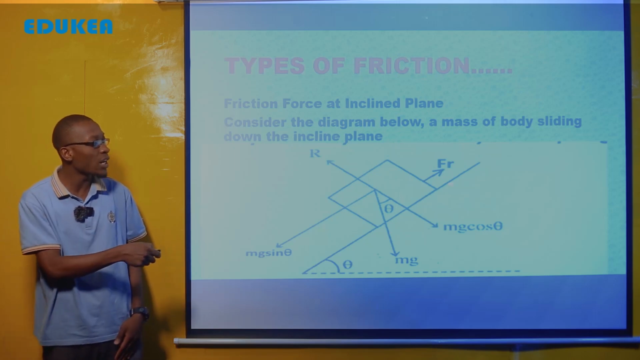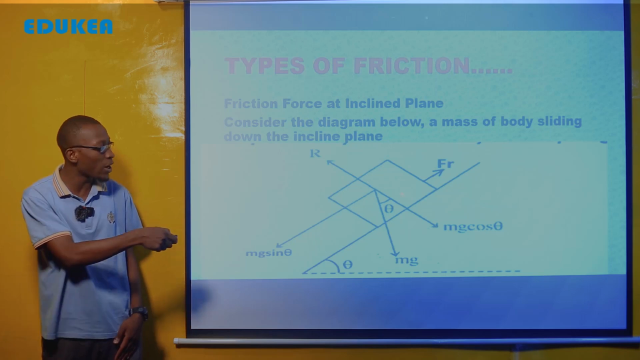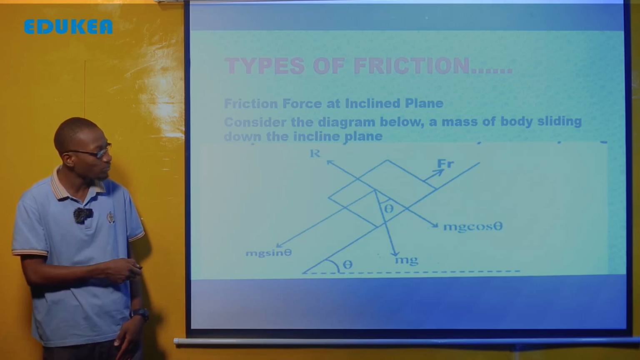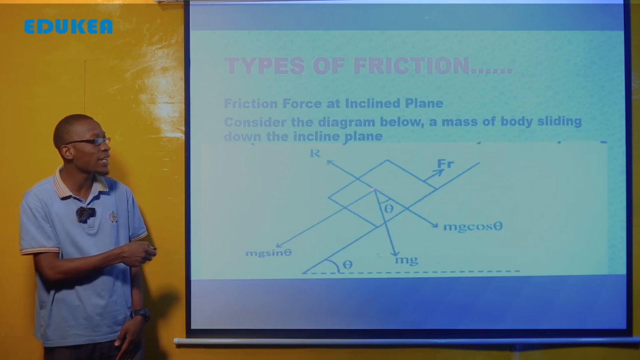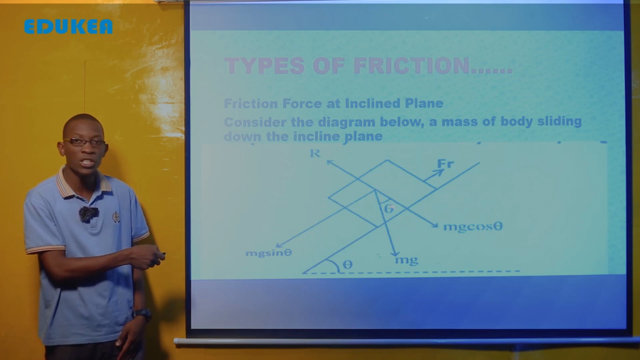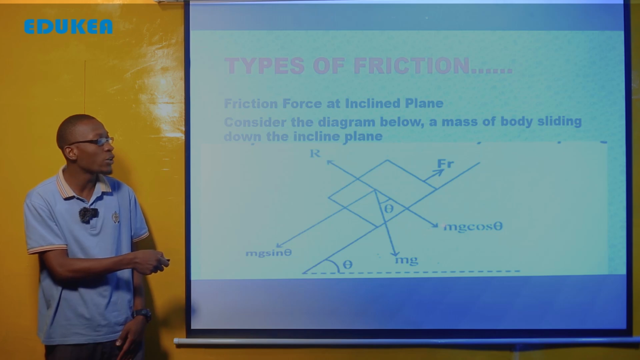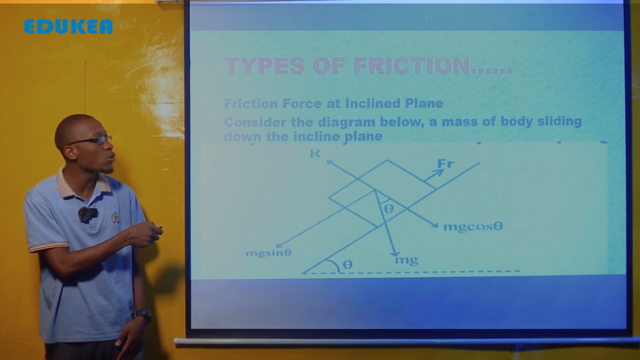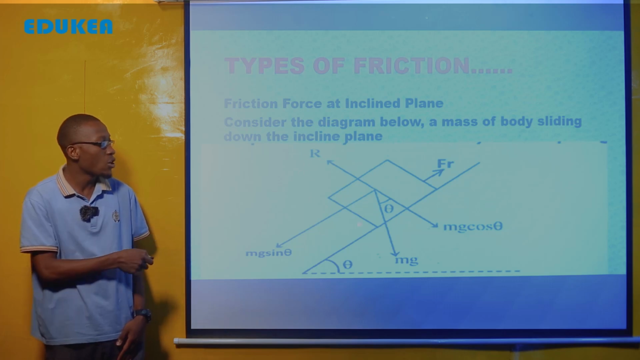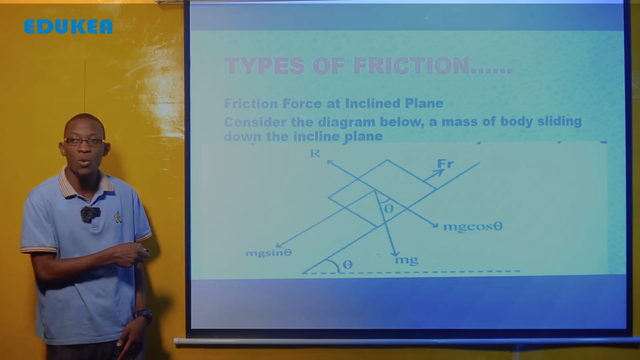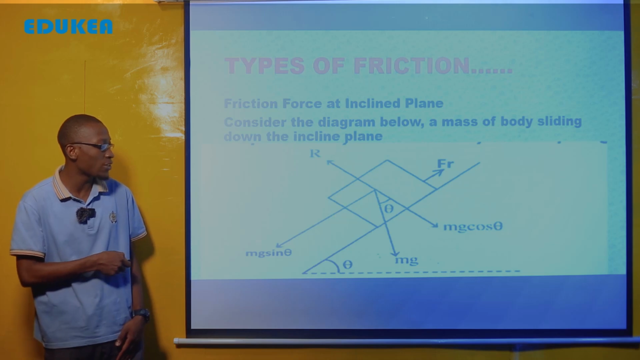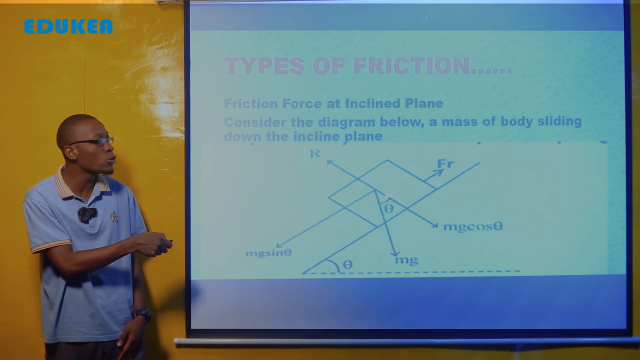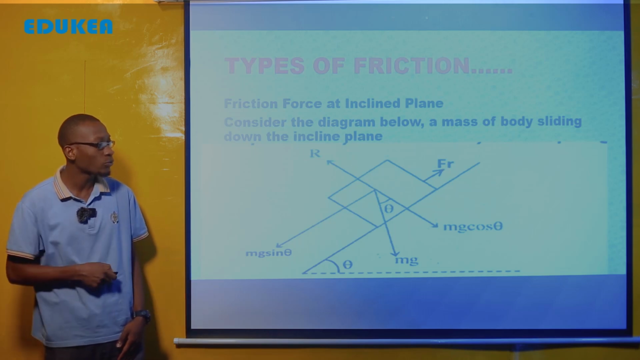So wakati hichi kitu kina move along the inclined plane kushuka chini, tunapata baadhi ya formula hapa, ambapo tunasema weight ya hichi kitu ni mg cos theta, ambayo ni resolution ya normal reaction, lakini hii frictional force inakuwa ni sawasawa na mg sin theta. This happens due to the angle formed by the inclined plane.